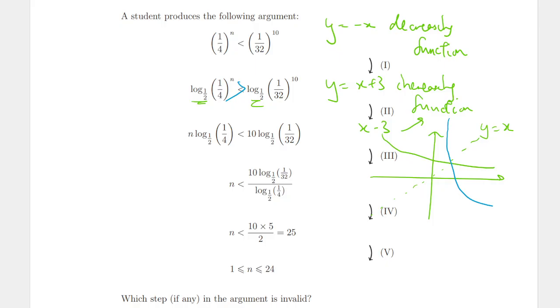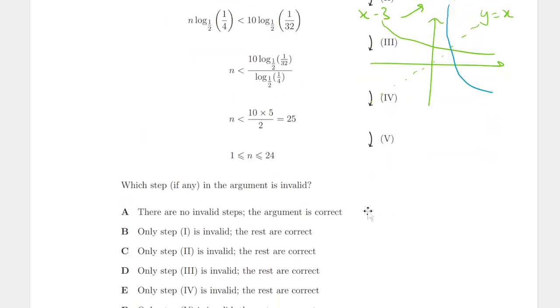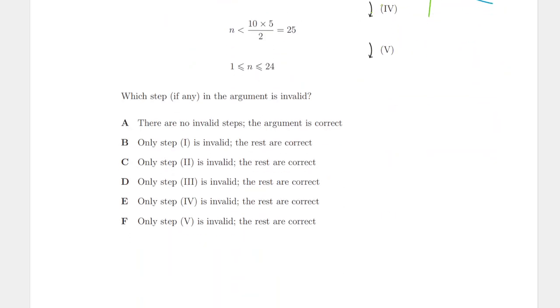So there you are. Step 1 is already an issue. So we already know that the answer is B. Only step 1 is invalid. The rest are correct. The rest is just algebra, so it has to be correct.